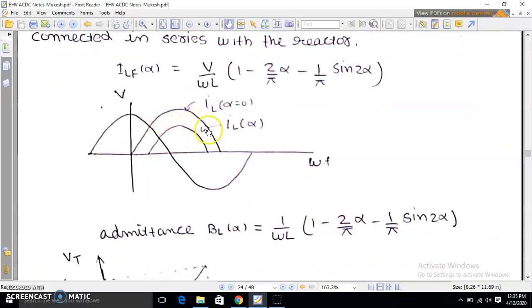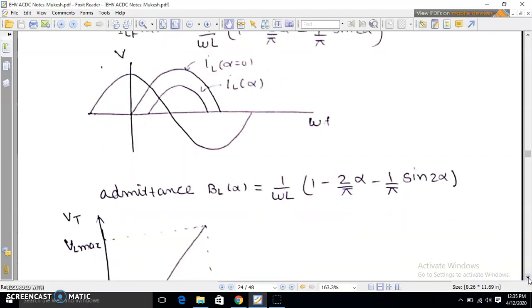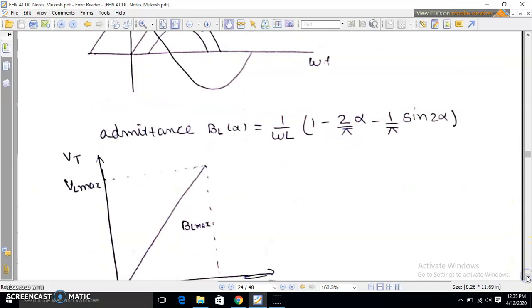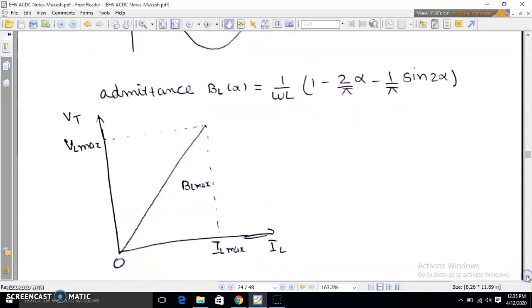Here the current for different firing angles is shown. For different firing angles and various currents, the voltage versus omega t is shown. Then admittance B_L(alpha) is equal to 1 upon omega L times (1 minus 2 upon pi alpha minus 1 upon pi sin 2 alpha). So the voltage versus current graph is shown where V_L max and I_L max are plotted.